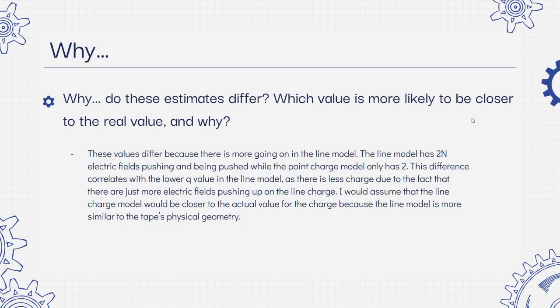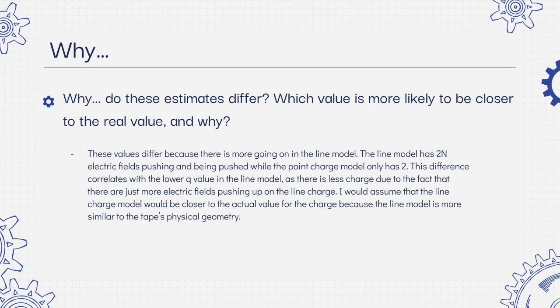So why do these estimates differ? Which value is likely to be closer to real life, and why? These charges differ because there's more going on in the line model. The line model has 2n, which is how many line charge iterations we're doing. 2n points that are being pushed up, while the point charge only has 2. But there are also 2n electric fields in our model, which is a lot more happening.